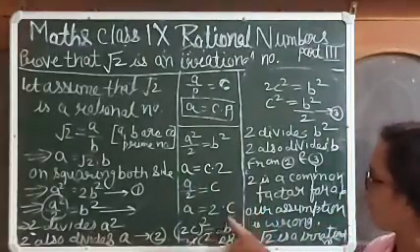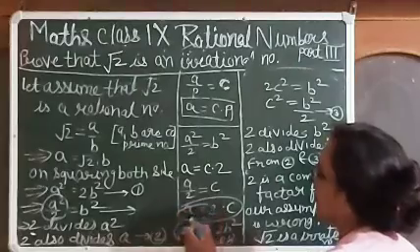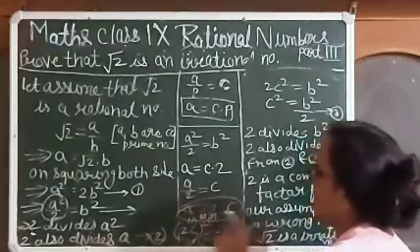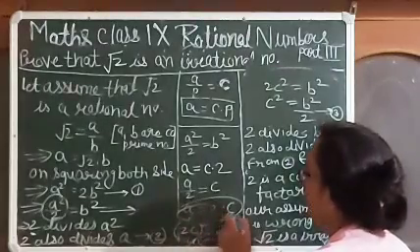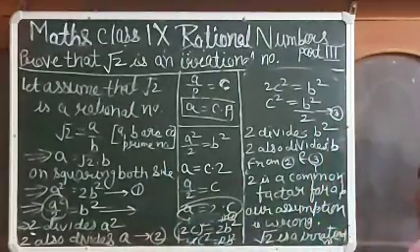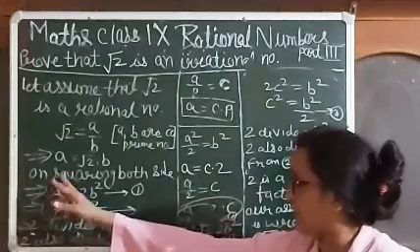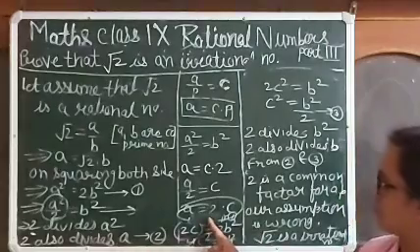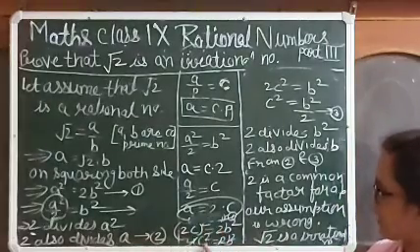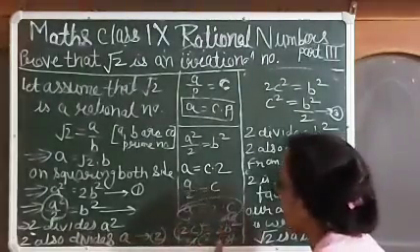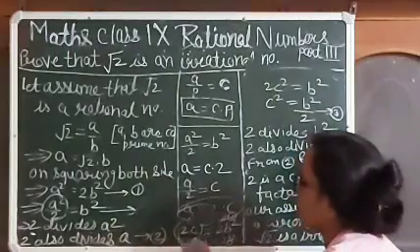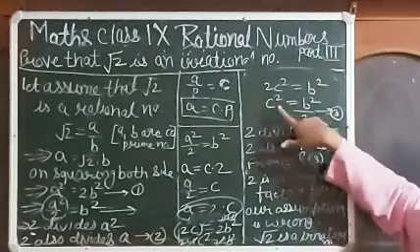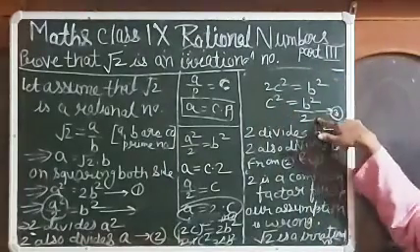Now put the value a is equal to 2c in equation 1. So a square is 2c whole square is equal to 2b square. Squaring, 4c square is equal to 2b square. 2 cancels with 2, so 2c square is equal to b square, and c square is equal to b square upon 2.